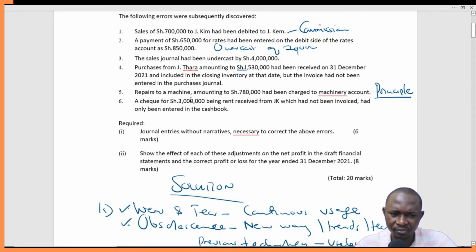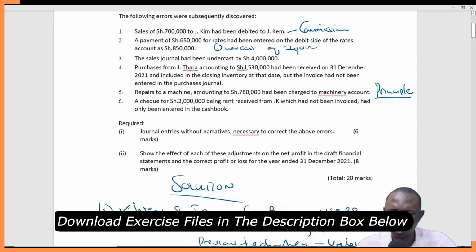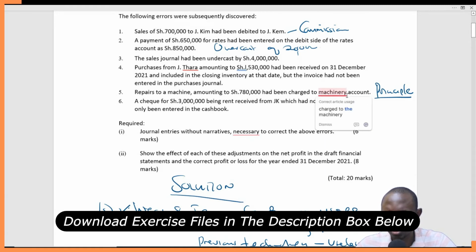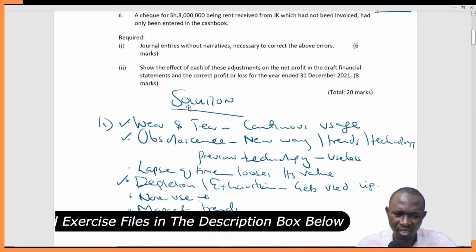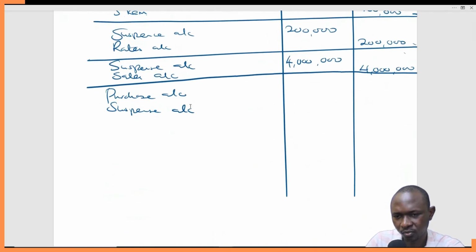Repairs to a machine amounting to 780 had been charged to machinery account. So we debited machinery account instead of debiting machine repairs account. So we are going to credit machinery account and debit the machine repairs account. So I'll come here, and we always start with the debit side.